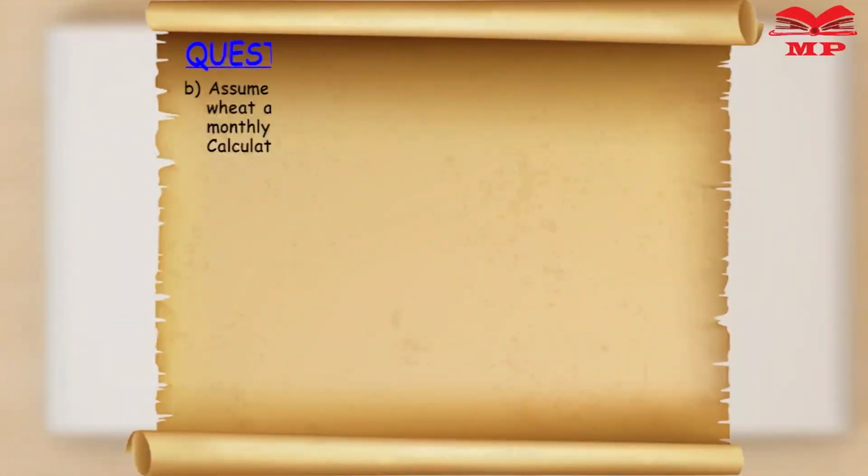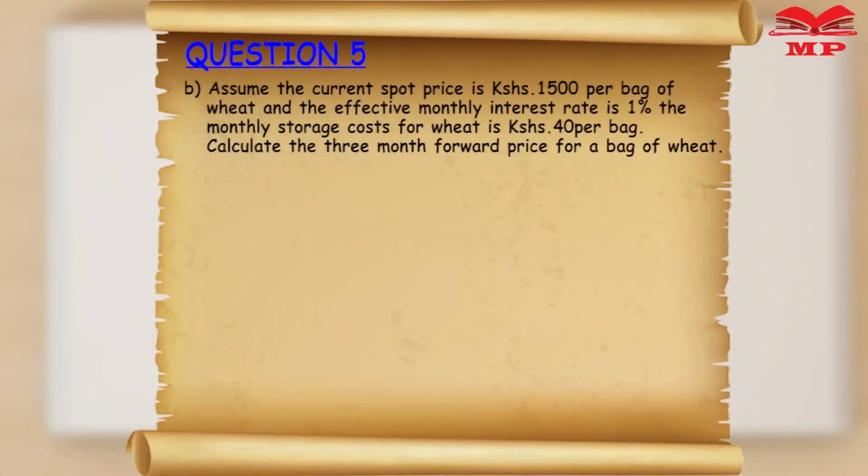B reads as follows. Assume the current spot price is 1500 shillings per bag of wheat and the effective monthly interest rate is 1%. The monthly storage cost for wheat is 40 shillings per bag. Calculate the 3-month forward price for a bag of wheat.